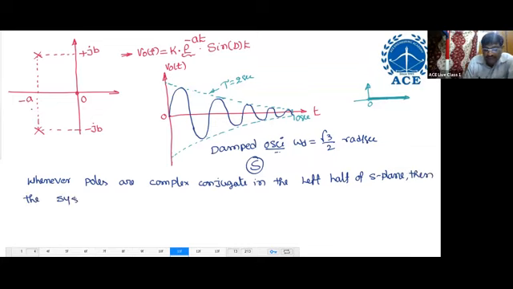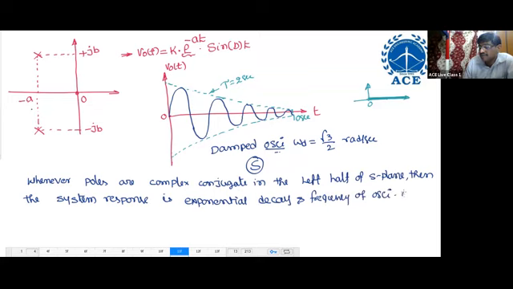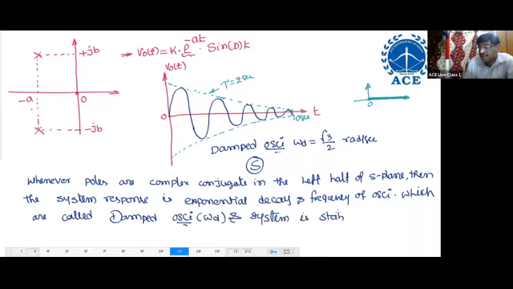the system response is exponential decay and frequency of oscillations, which are called damped oscillations, denoted by omega d, and the system is stable. So total 3 cases are completed.